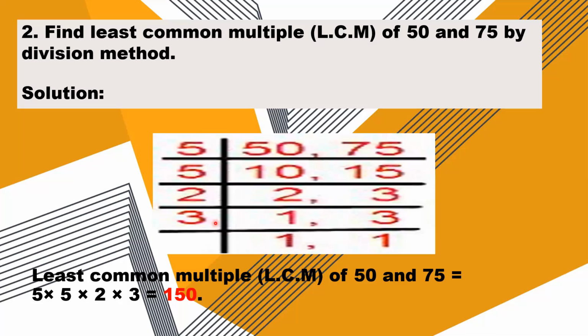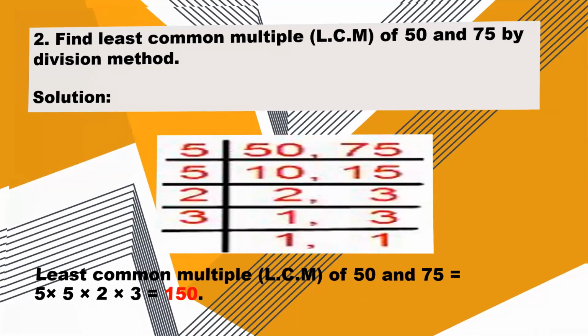If it's not, divide by the number, okay? So the LCM is 5 times 5, 25, times 2 is 50, and 50 times 3 is 150. Okay, that is the LCM of 50 and 75.